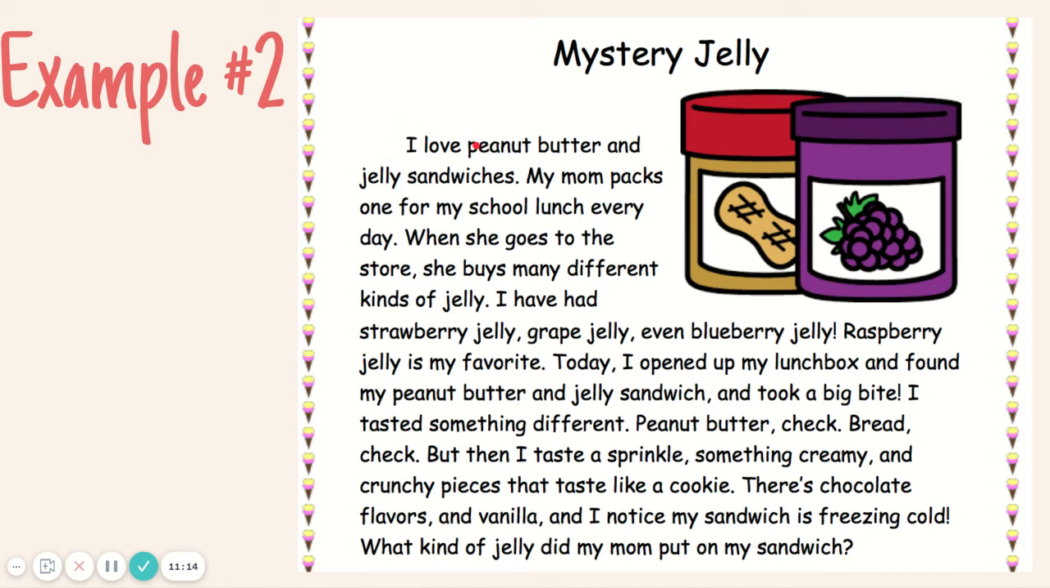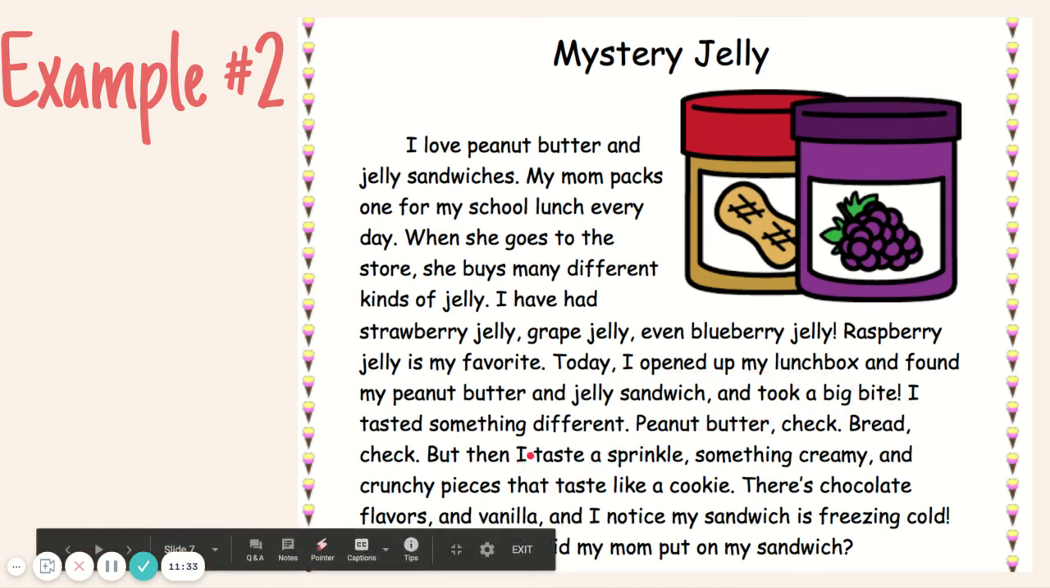I love peanut butter and jelly sandwiches. So this word I is important. That's a clue word for us. My is another important word. Another word I. Another one. One down here. And one down here. And then the word my again. And my again down here.